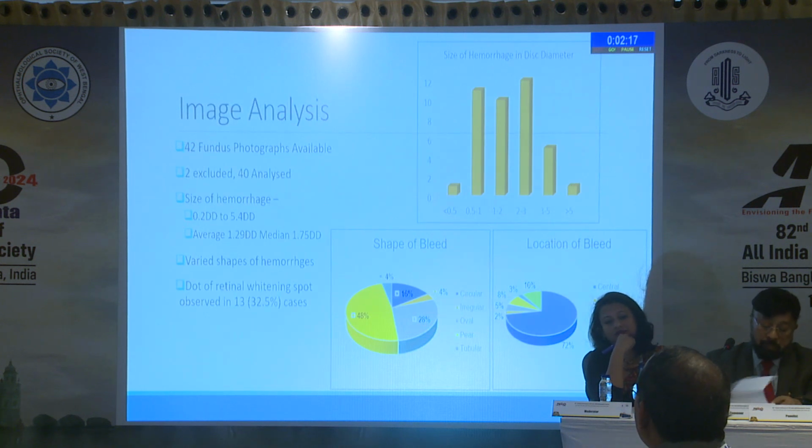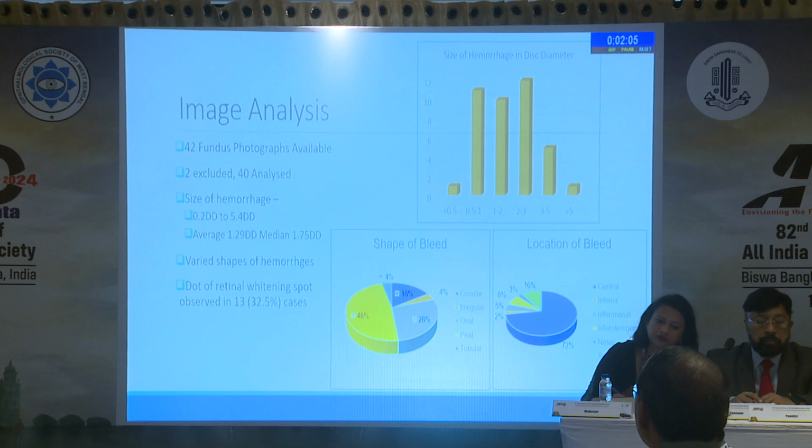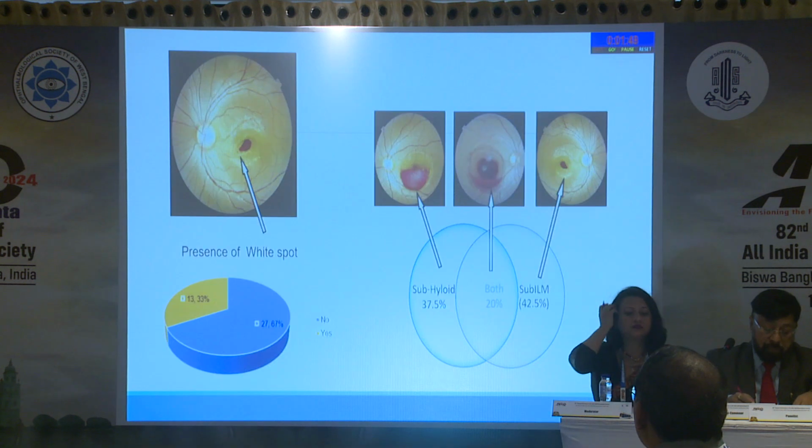In image analysis, we found 42 photographs were available, 2 were excluded, 40 were analyzed. This chart shows the size of hemorrhage, ranging most commonly from 0.5 to 2 to 3 disc diameters, with an average of 1.29 millimeters and a maximum of 5.4 disc diameters. Varied shapes of hemorrhages were seen, commonly pear-shaped, and the most common location was central. This is just an example of the varied types of presentations we saw. The presence of a white spot was noted in 33% of cases, presumably due to the laser injury.